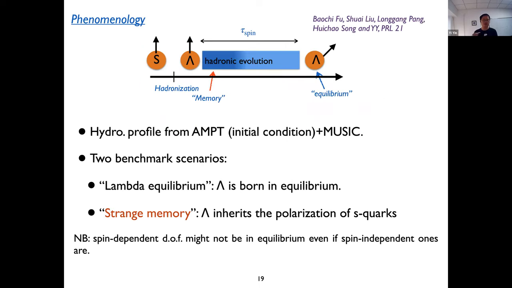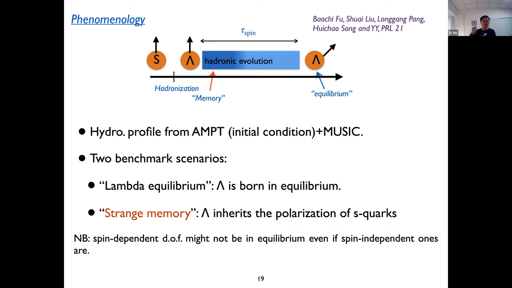We take the hydrodynamic profile from the standard AMPT plus MUSIC models. We have very good knowledge of the hydrodynamic profile due to the development over the last 20 years. There are still two important uncertainties in the analysis related to the spin degrees of freedom. First of all, strictly speaking, we don't know the details of how the spin degrees of freedom hydrodynamize. And the second thing is we don't have a good quantitative model to describe the hydrodynamic evolution of the Lambda spins. So for this purpose, we consider two benchmark scenarios. The first scenario is what we call Lambda equilibrium, in which we assume that the Lambda quickly responds to the presence of the hydrodynamic gradient.